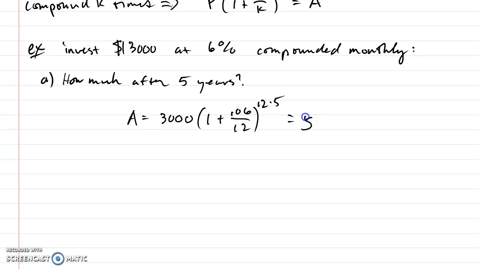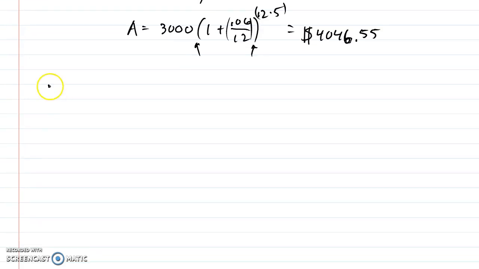Now, be sure you're checking how you put this in your scientific calculator, because some people get extraordinarily large numbers because they're forgetting to do parentheses here, and they're also forgetting in their calculator to put parentheses there, and even here. So you should be getting $4,046.55. If they ask how much is interest, well, $1,046.55.